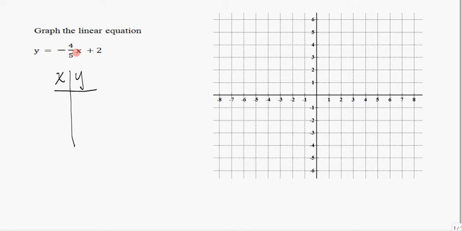So let's start with x equals 0. That's an easy one to work with. If x is 0, negative 4/5 times 0 is 0. 0 plus 2 is 2.